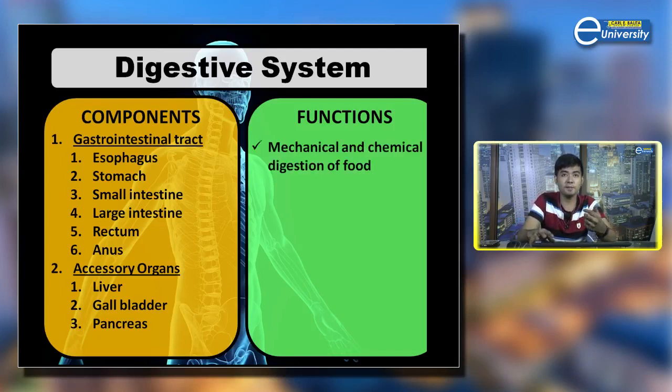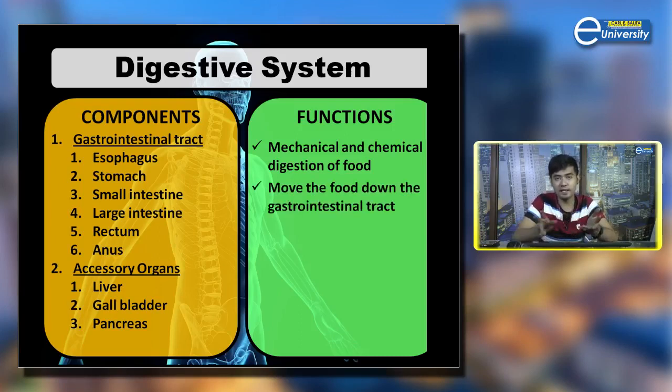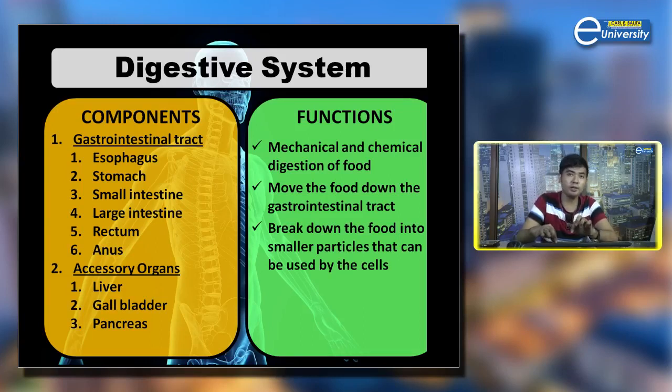So the functions of the digestive system, number one, it provides mechanical and chemical digestion of food. The main difference between mechanical and chemical digestion is that in mechanical, only physical changes occur within the food, while in chemical digestion, there is enzyme intervention. Next, move the food down the gastrointestinal tract, and break down the food into smaller particles that can be used by the cell. That process occurs in the stomach with the help of hydrochloric acid, which is very acidic. It can digest carbs, fats, and protein.